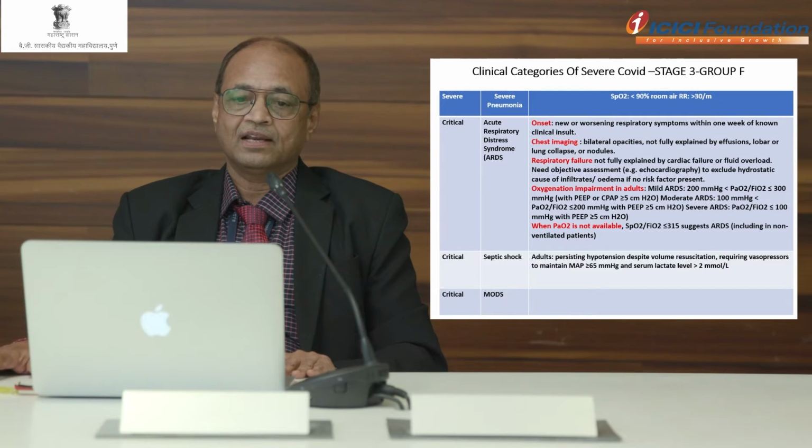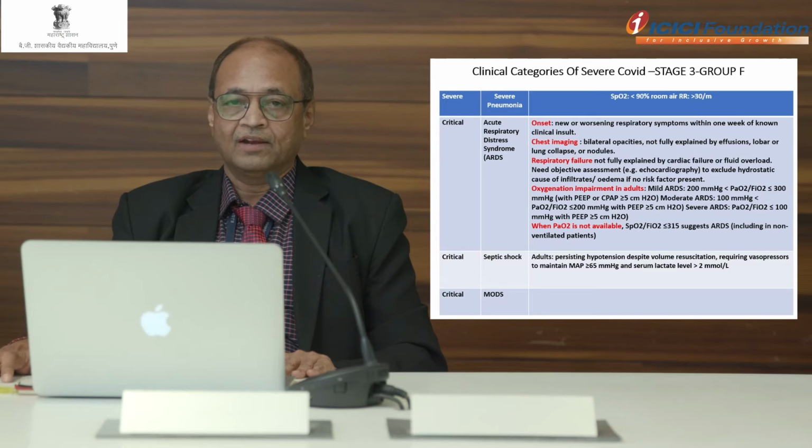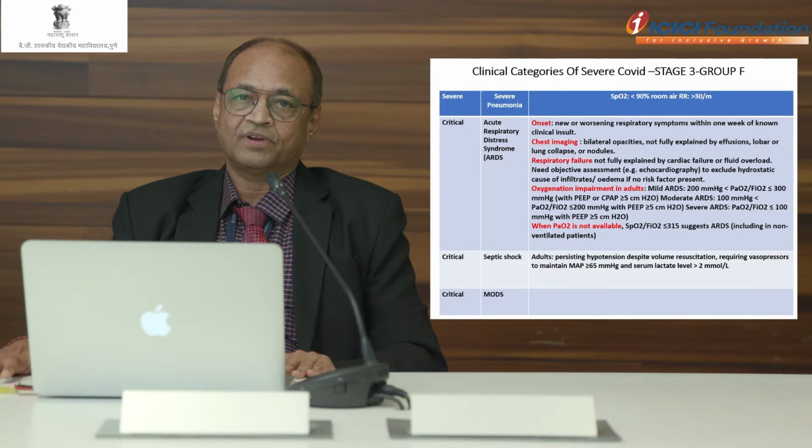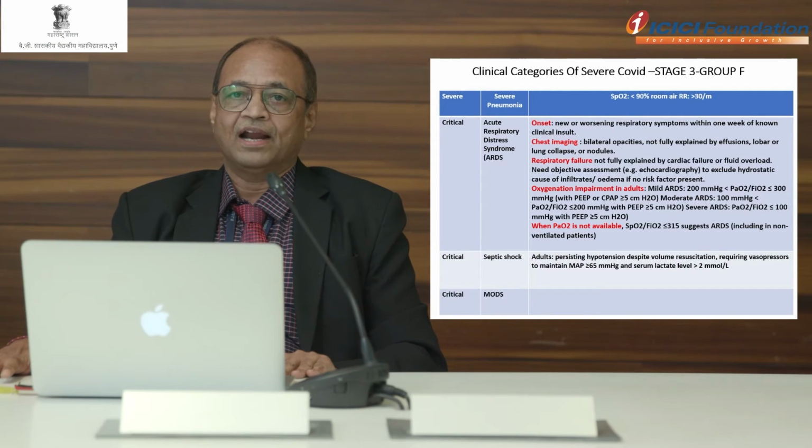Another form of the severe illness that we come across is septic shock, where the patients have low blood pressure. There is clinical or laboratory evidence of sepsis, such as a positive blood culture or urine culture, meaning some organisms are identified, and the mean arterial pressure is less than 65 millimeters of mercury. To maintain the blood pressure at more than 65 millimeters of mercury, vasopressors are required. This is what we call septic shock.